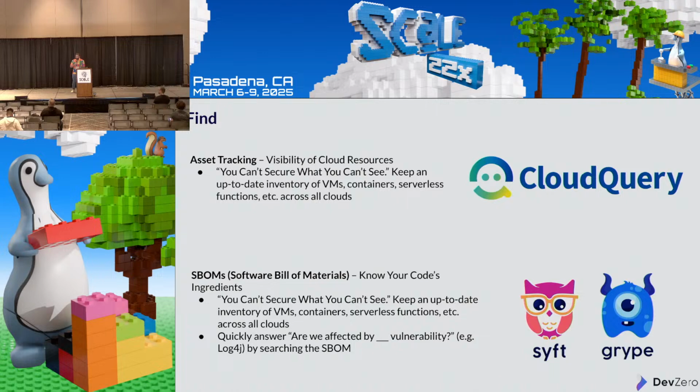So on the find side, asset tracking, visibility of cloud resources. You don't want any shadow environments or dev environments or anything like that. This can be surprisingly difficult. So we want to make sure that we have a complete inventory of all of the machines, production, development, testing, and things like that. That gives you a map of the world that you need to care about.